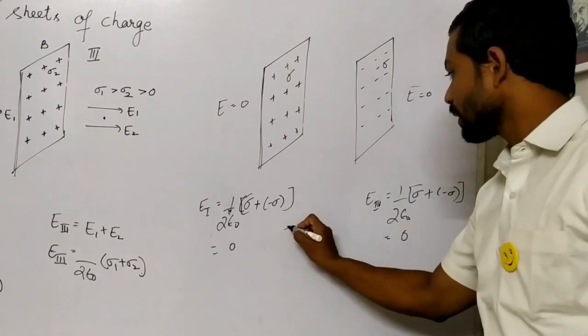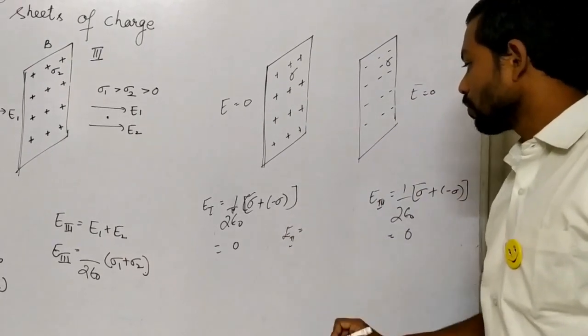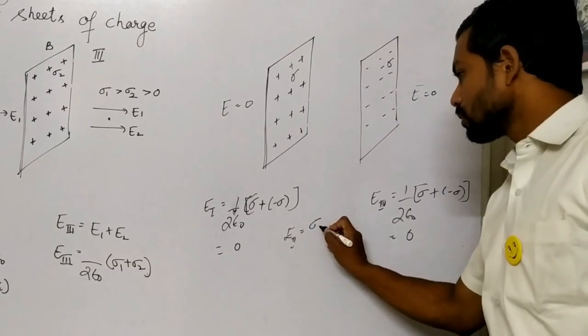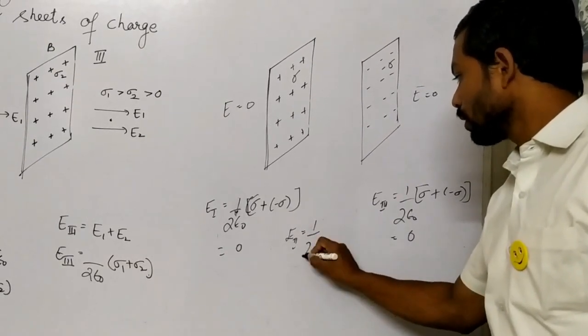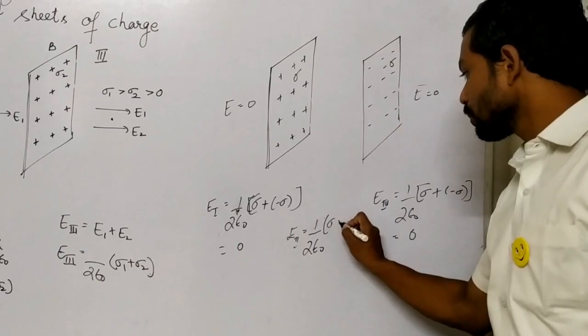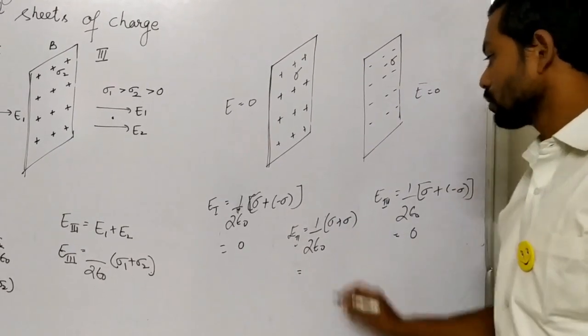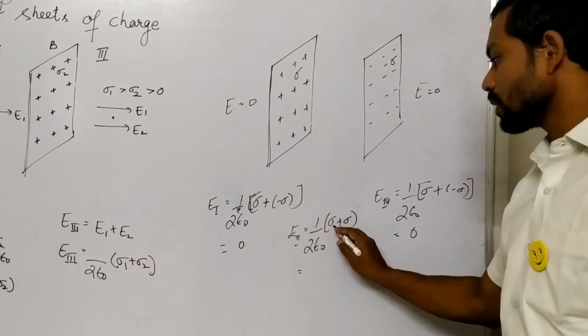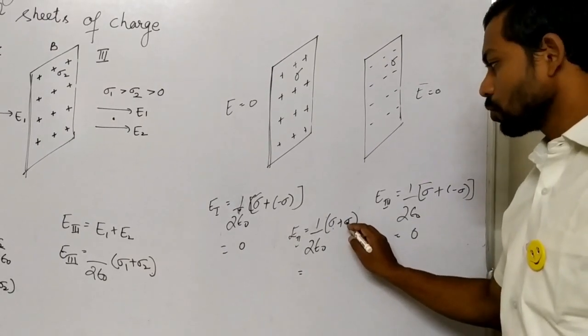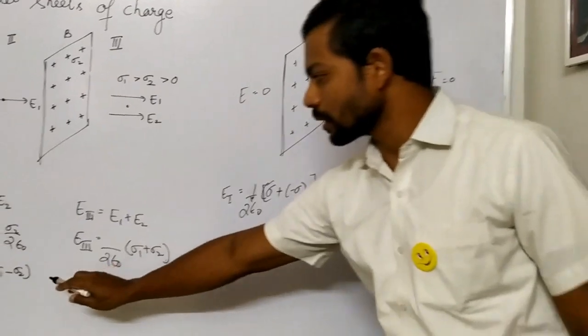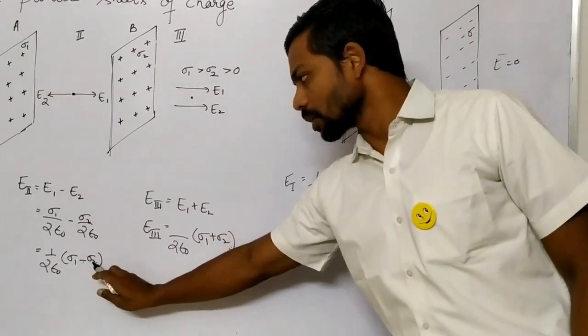Here, in the middle region, the electric field intensity will be 1 by 2 epsilon naught times sigma plus sigma. Okay, so sigma 1 is sigma and sigma 2 is minus sigma. So minus and minus, because you can see the result here, sigma 1 minus sigma 2.